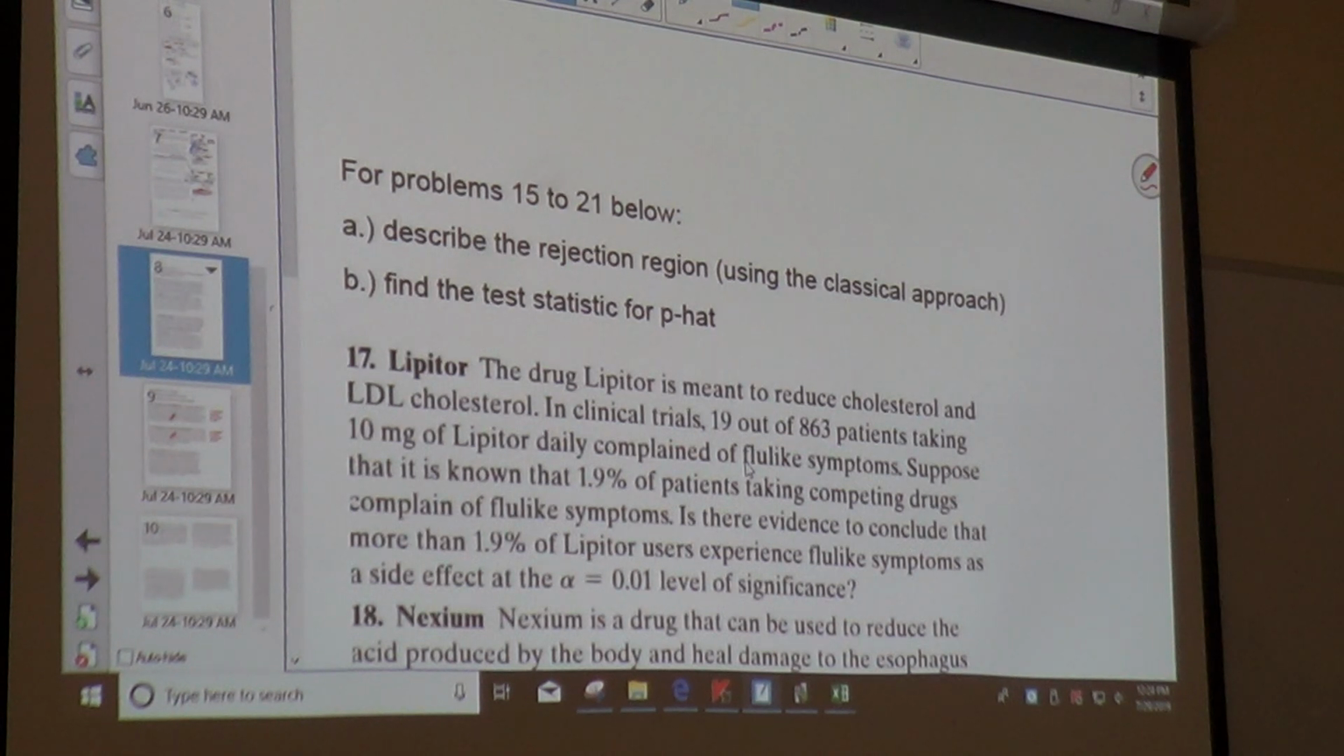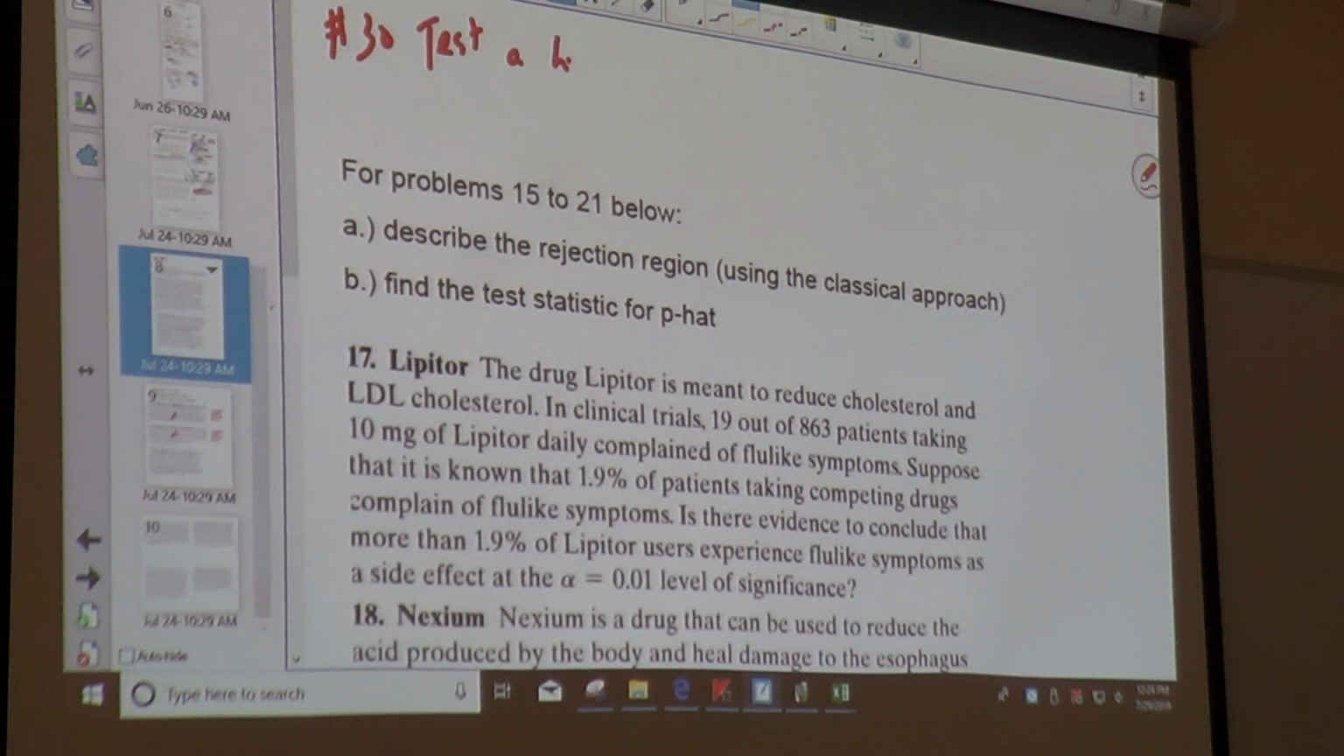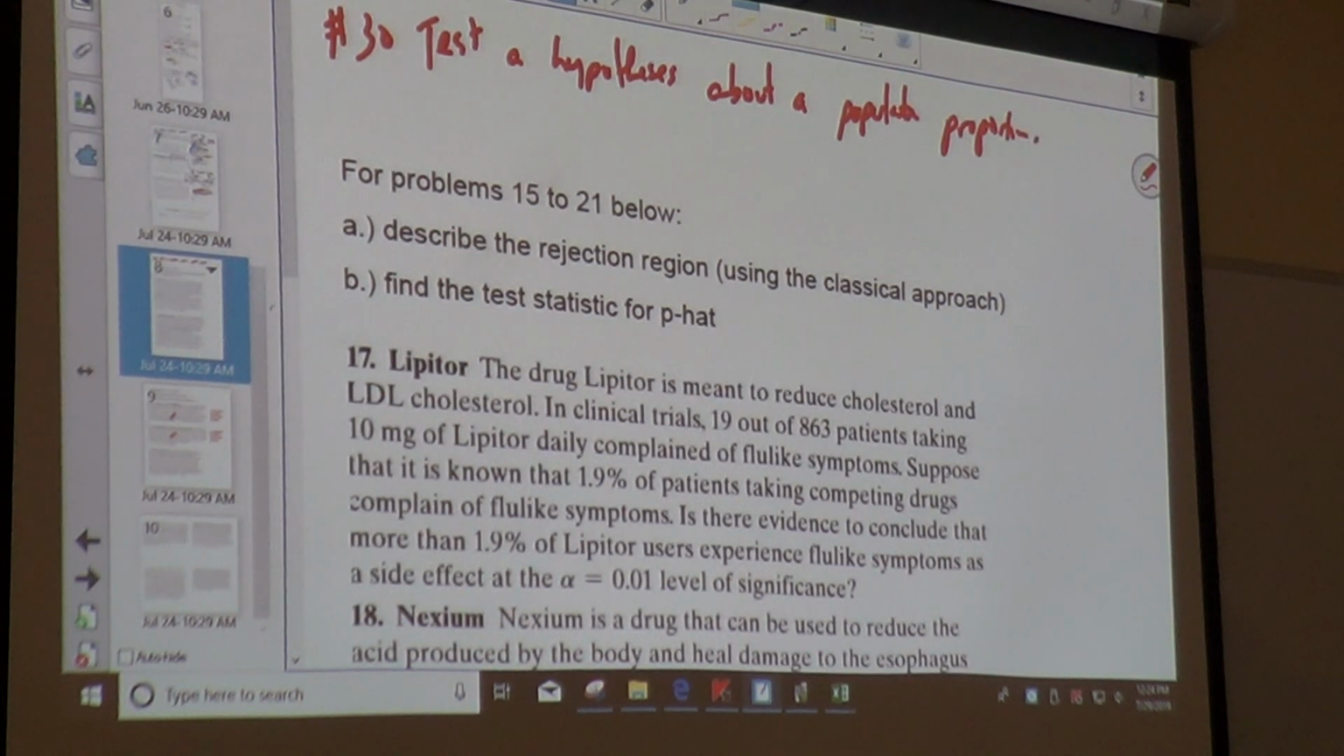I'm doing test a hypothesis about a population proportion. Describe the rejection region using the classical approach and find the test statistic for p-hat. Oh, hold on, I'm doing 2 different ones. Test the hypothesis, and I'm doing number 31.